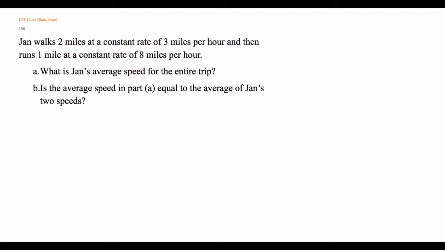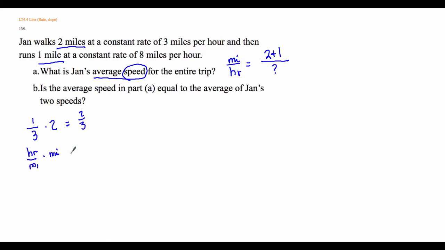That's reasonable. Now we have Jan walking 2 miles at a constant rate, then 3 miles, and then at a constant rate of 1 mile at 8 miles per hour. I want to know what the miles per hour is. That's her speed. My miles is going to be 2 plus 1. That's 3 miles. And I'm going to change this to 1 over 3 hours per mile. When I multiply that times the miles, that will give me the hours.